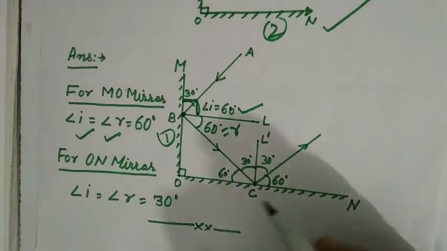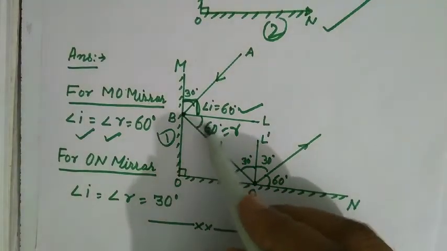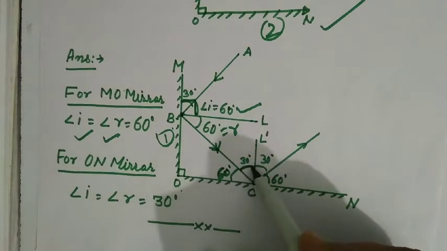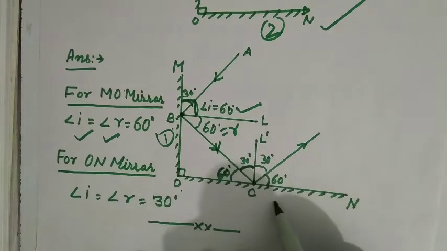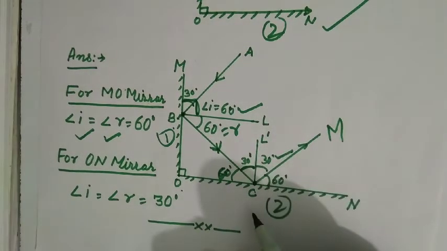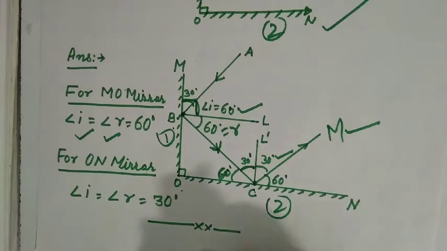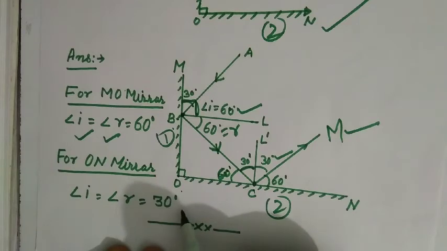For the second mirror, the ray of light BC is the incident ray, and as we know BL and ON are parallel, so by alternate angles this is 60 degrees. Now again this is 30 degrees, and this 30 degrees is the angle of incidence for the second mirror. The angle of reflection is also 30 degrees for the second mirror. CM is the reflected ray, and so angle I is equal to angle R, which is equal to 30 degrees.